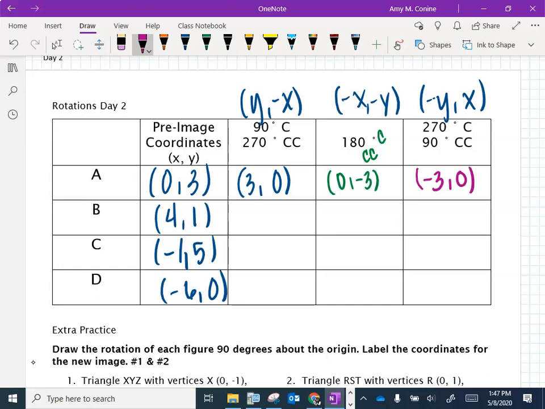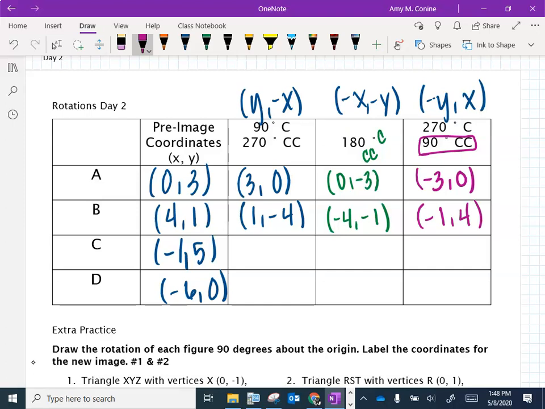All right, so we're going to do B, C, and D. Same idea. We're going 90 degrees clockwise, so this would be 1, -4. For the next one, it's opposite X, opposite Y. And then we've got our 270-degree clockwise or 90-degree counterclockwise. You're going to see that one more often. It's opposite Y and then X. And so that's what they look like.